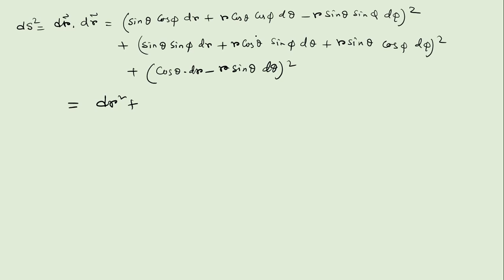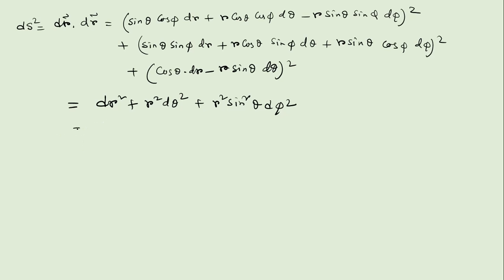And similarly these two terms give you r square cos square theta d theta square, and this is r square sin square, this is also r square d theta square, and from that too you will get r square sin square theta d phi square, and the intermediate terms all cancel out each other. Just calculate, you will get the result.